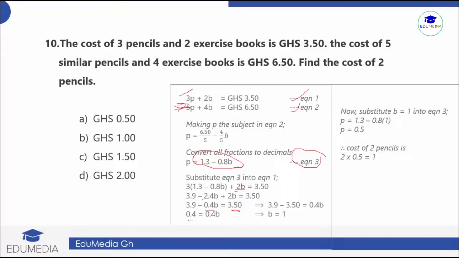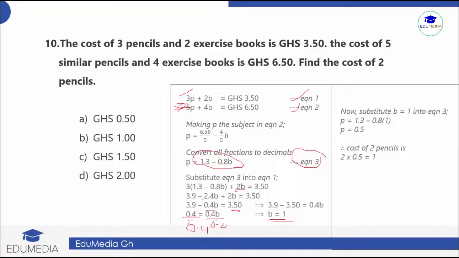All right, since we are looking for b, we can divide through by 0.4. So dividing through by 0.4, we have our b to be 1. Okay, but then we're not looking for b, that is the exercise books. So b means one book costs 1 cedi. All right, that is what it means. So the cost of an exercise book in this scenario is 1 cedi.